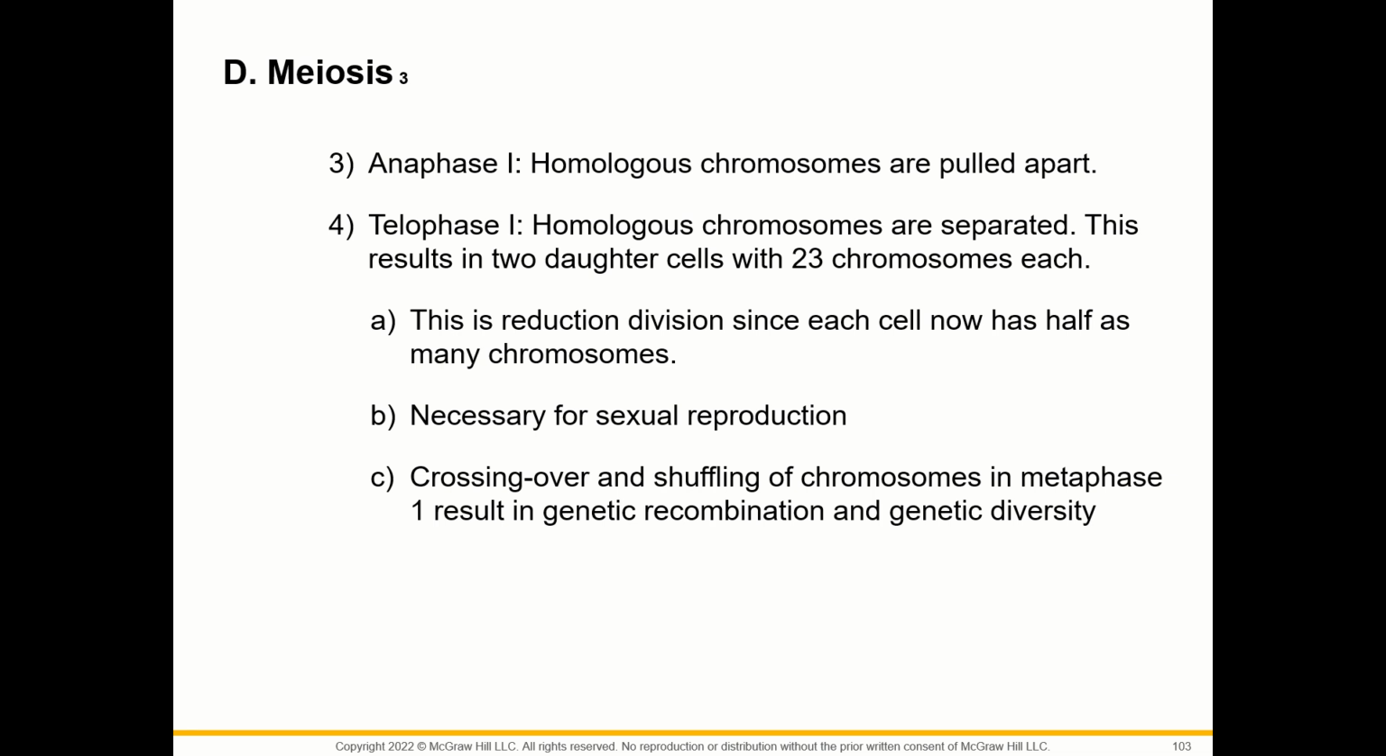Otherwise, we could reproduce asexually, but then we'd be clones, and we would be susceptible to all kinds of diseases and environmental conditions, etc. So crossing over and shuffling of chromosomes in metaphase 1 results in genetic recombination and genetic diversity.